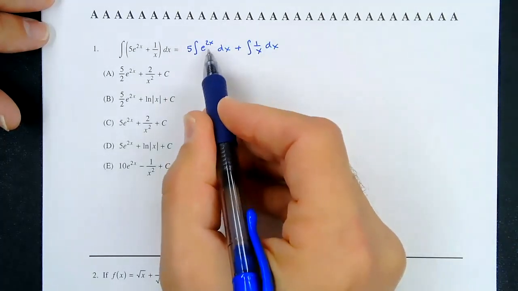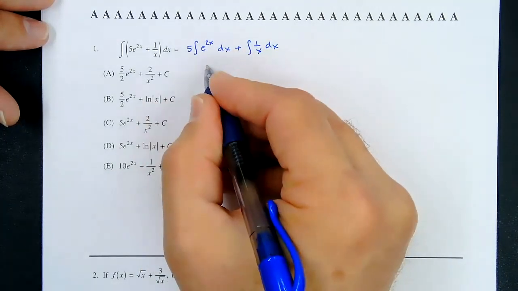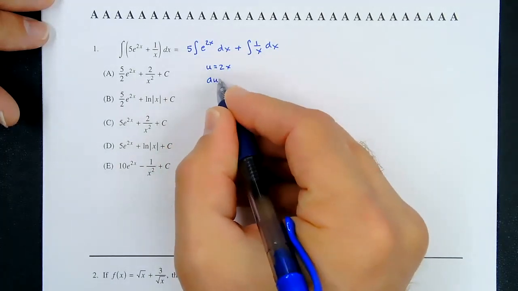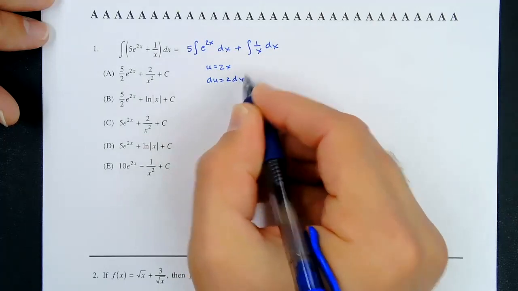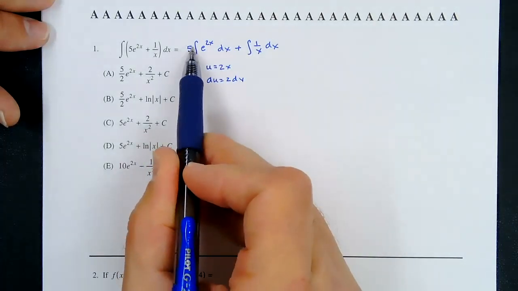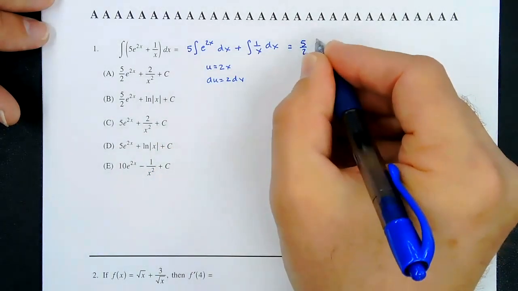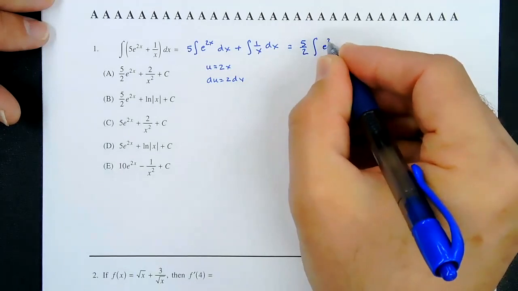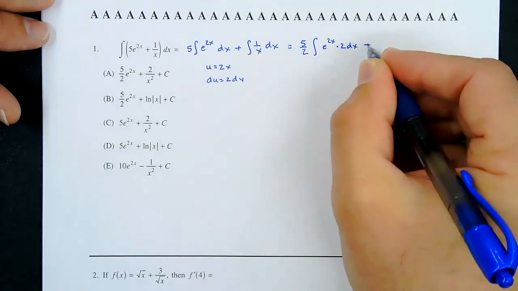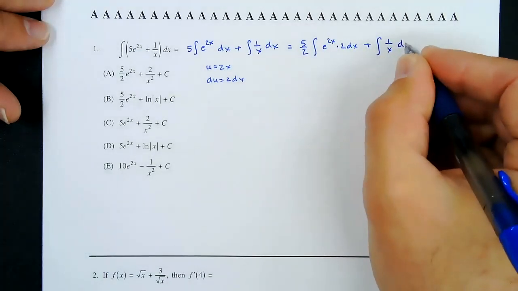And then for the first integral, you don't have to, but a good idea is to use u substitution here. So we're going to let u be 2x, and then du would be 2 dx. So we're going to need a 2 here, and to compensate for that, we're going to have to multiply by 1/2, which gives you 5 halves out here on the outside. So this would be 5 halves, the integral of e to the 2x times 2 dx, and then plus the integral of 1 over x dx.